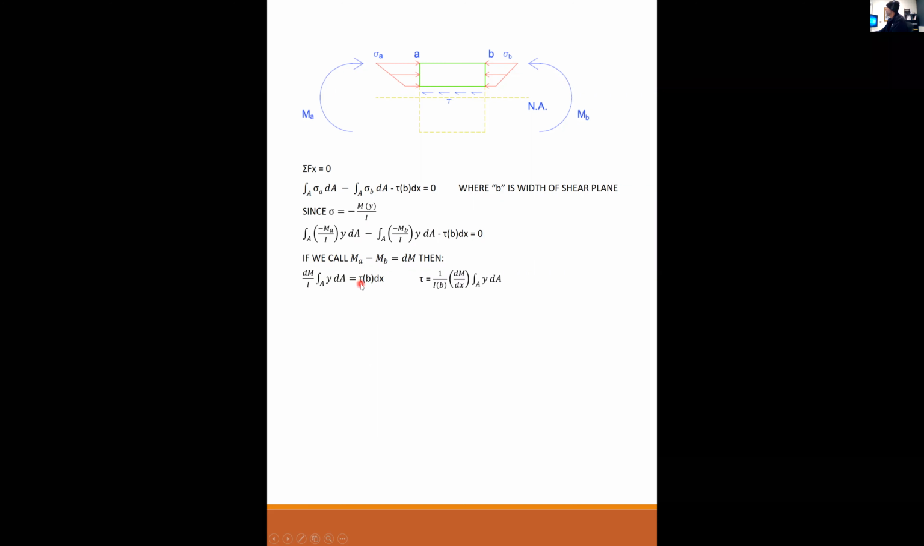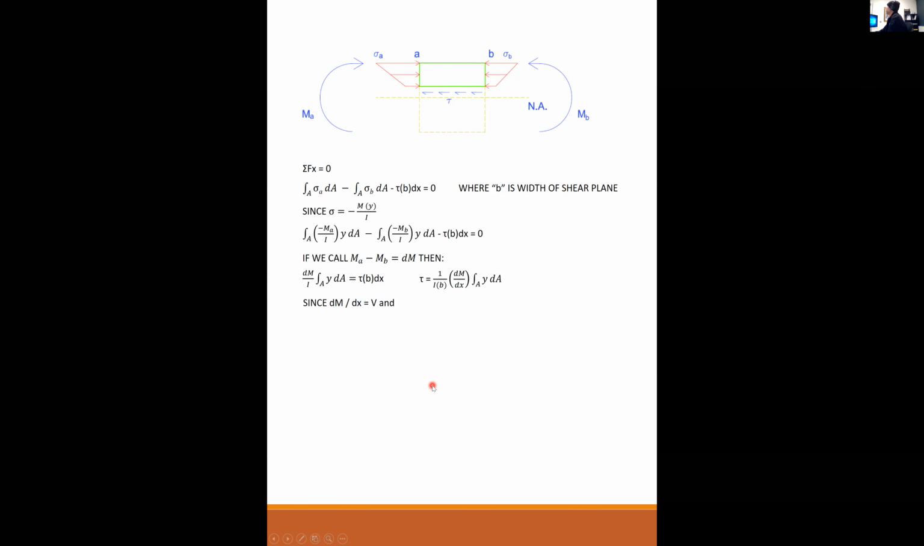And then I can solve for tau. So tau, I just took all this and divided under here. Tau is equal to 1 over Ib, dM/dx. Okay, so now I have a differential moment per differential span, dx, and the integral of y dA.